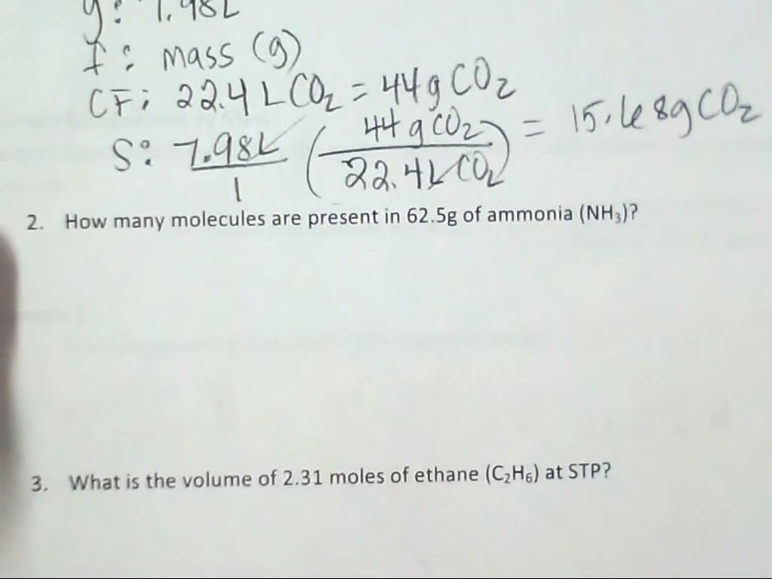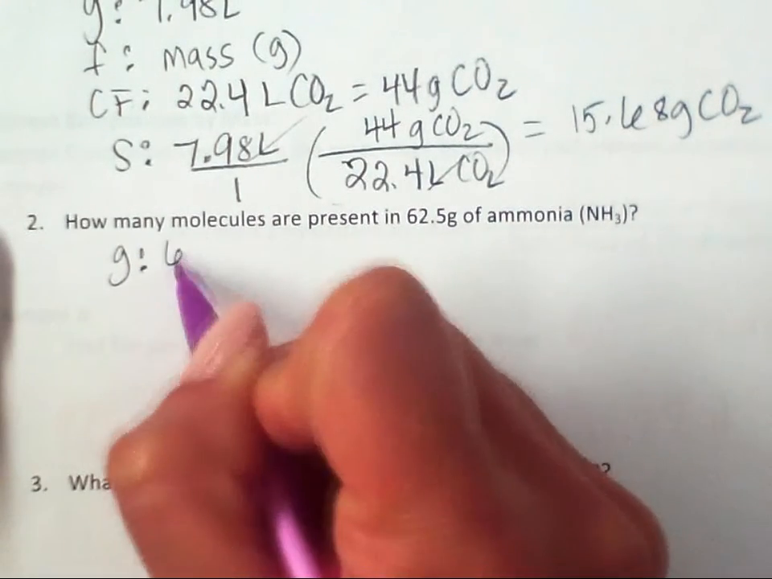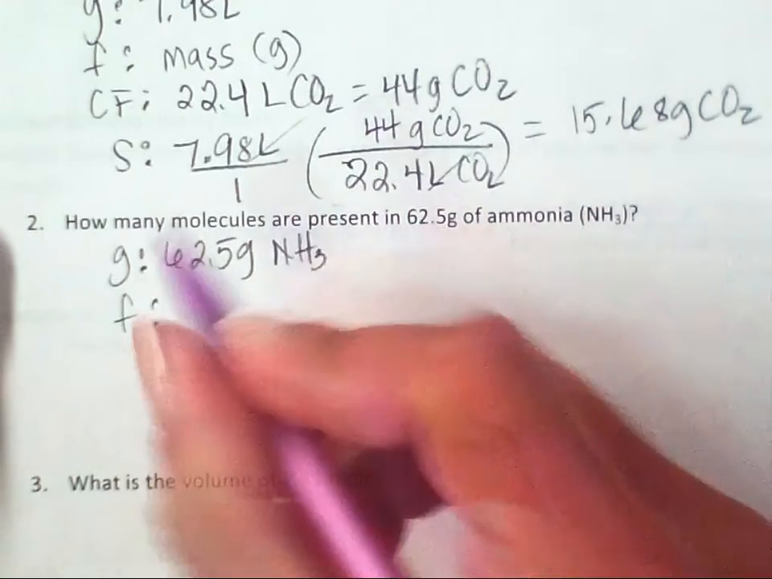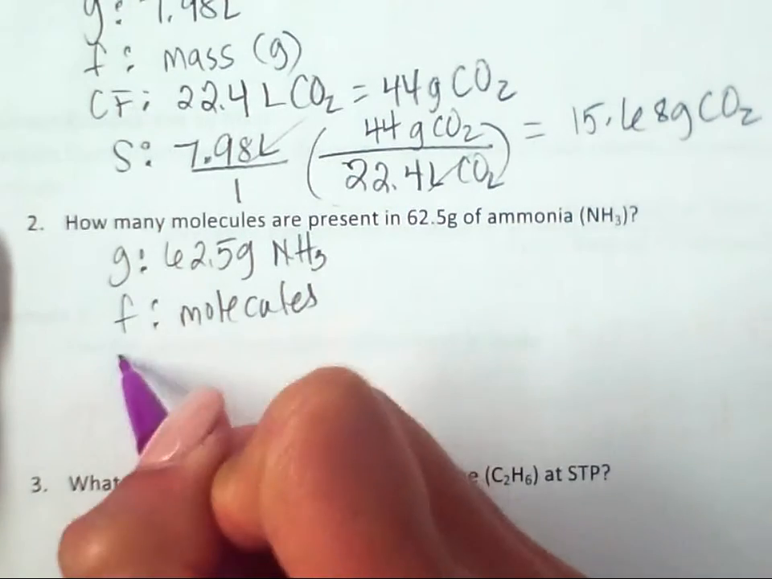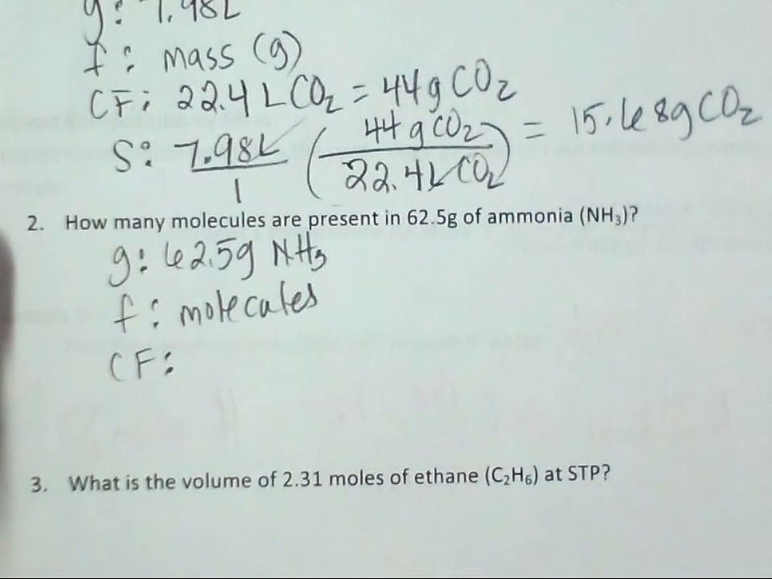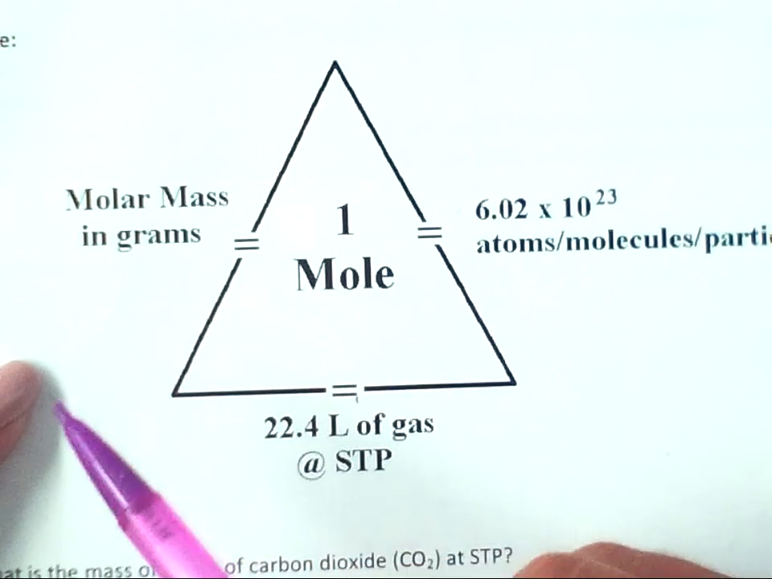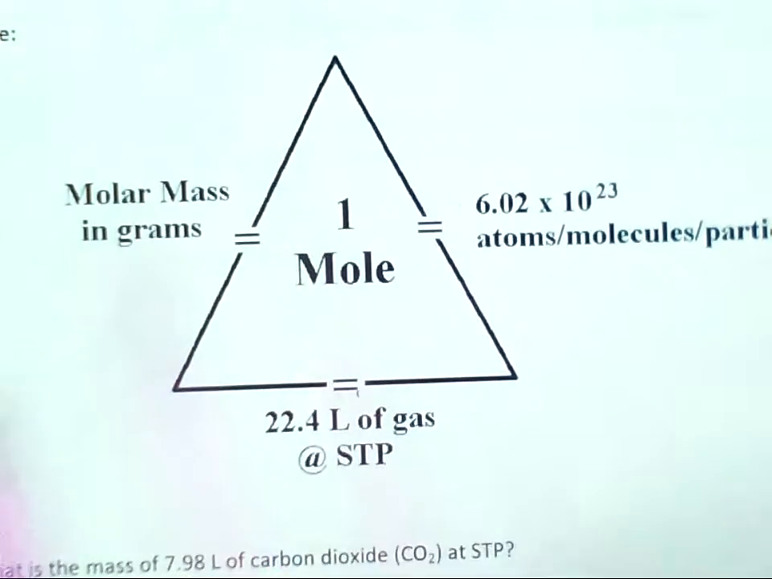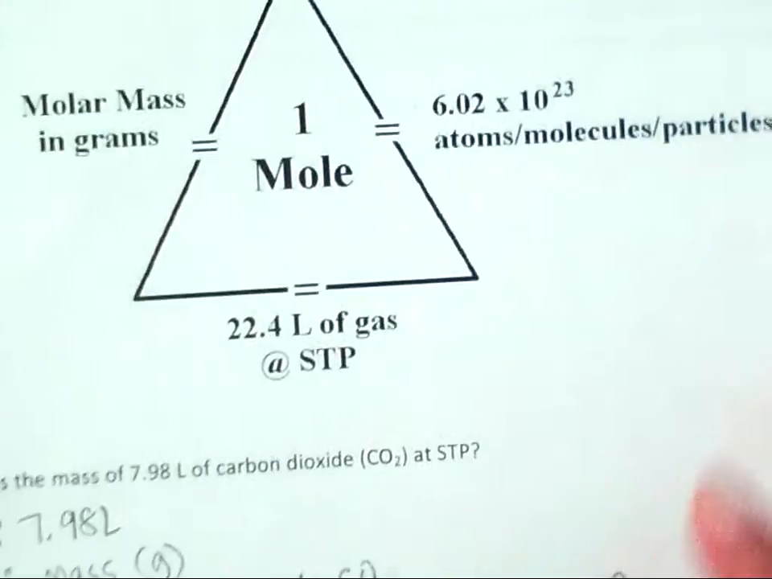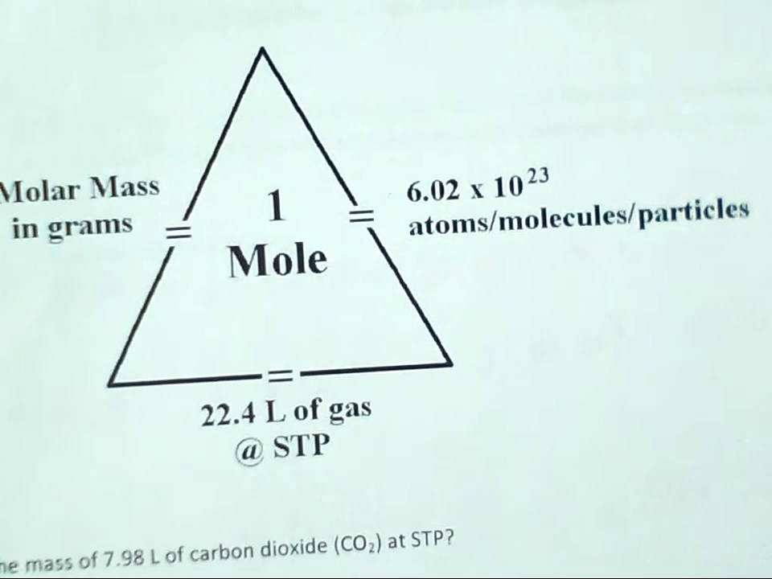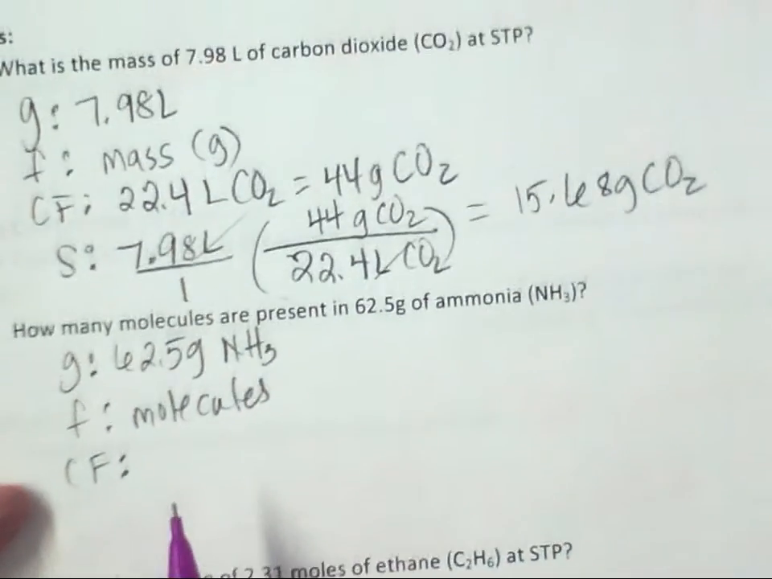Okay, so number 2, what's the given? 62.5 of NH3. We're trying to find molecules. The conversion factor. Okay, so now we look at the relationship between grams and molecules. As you can see, the molar mass, which we will have to calculate, it will be 1 nitrogen and 3 hydrogens. If you look them up on the periodic table, together the 14 and then the 3 hydrogens will equal about 17. Okay, and they will be equal to 6.02 times 10 to the 23rd molecules. Whether you call them molecules, atoms, or particles, they're still super tiny, microscopic, and it is very hard to weigh something so small. Okay, so let's write down the conversion factor.